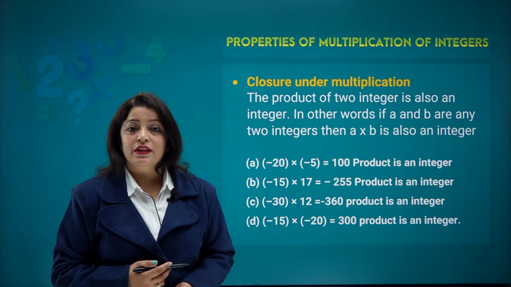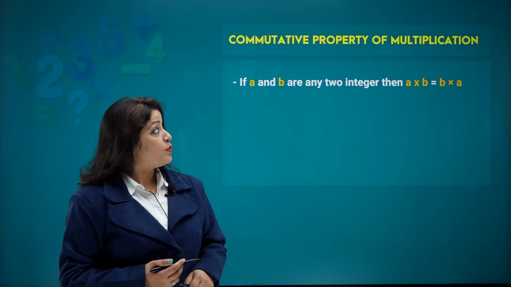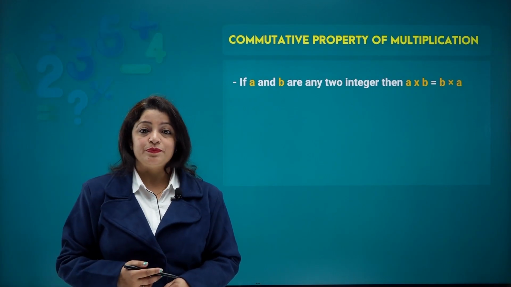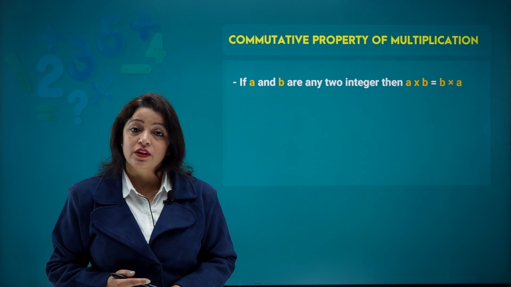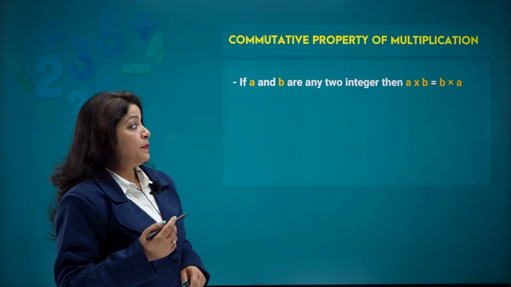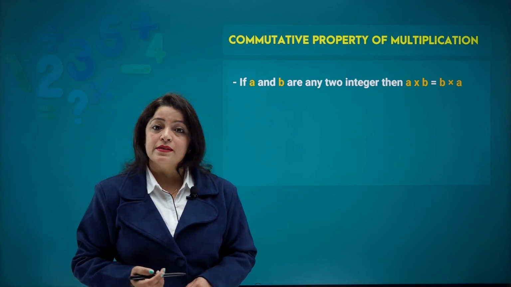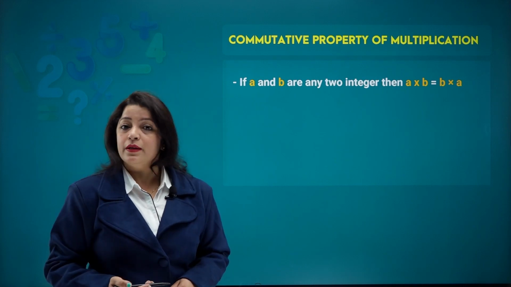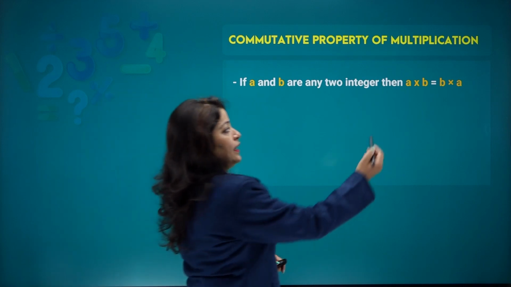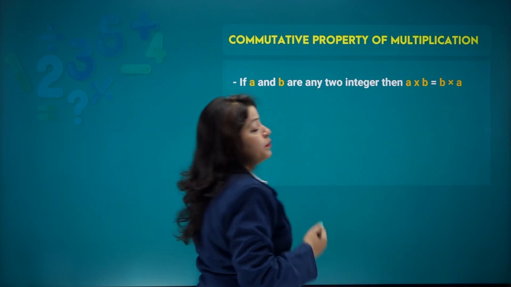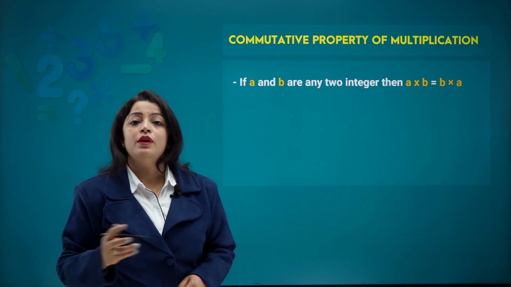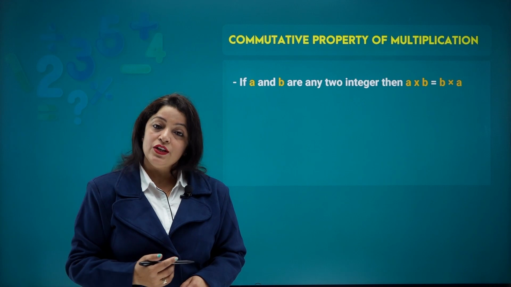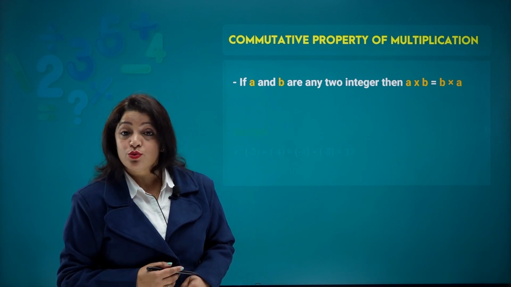The next property that we take here is commutative property of multiplication. As we have done for addition, it stated that a plus b will be equal to b plus a. Now when we are talking about commutative property of multiplication, it reflects that a times b will be equal to b times a. Here the two numbers will be multiplied by each other. And let us check, is it true or not?